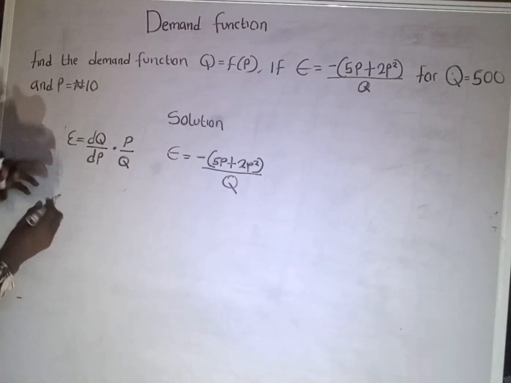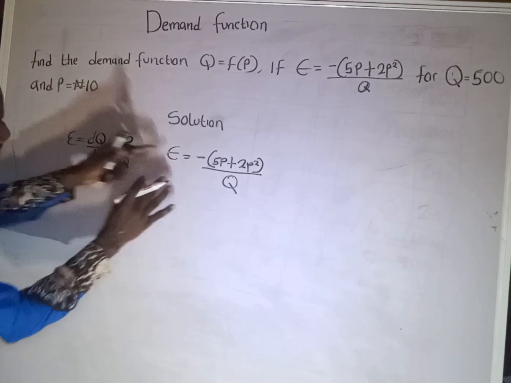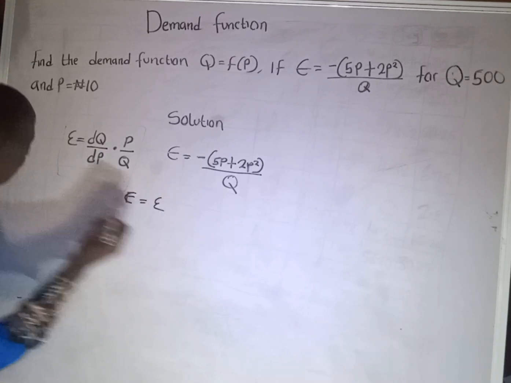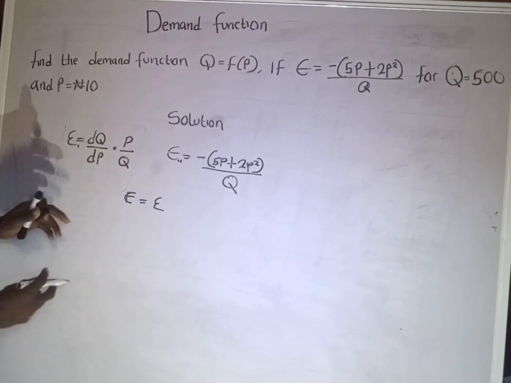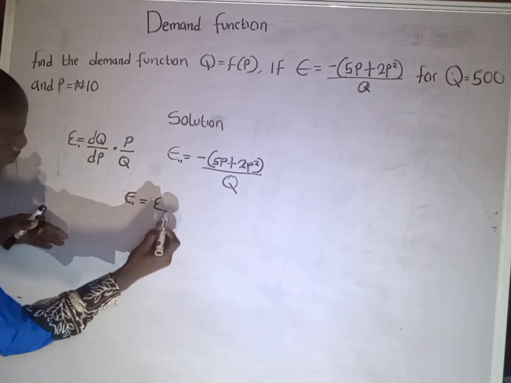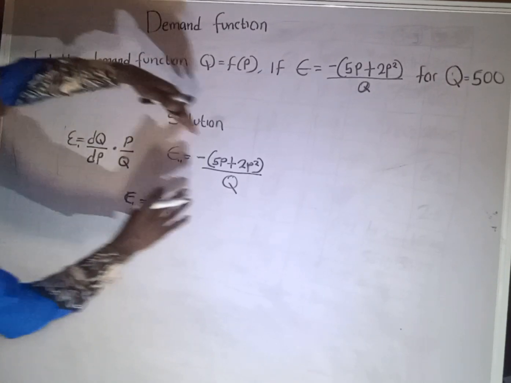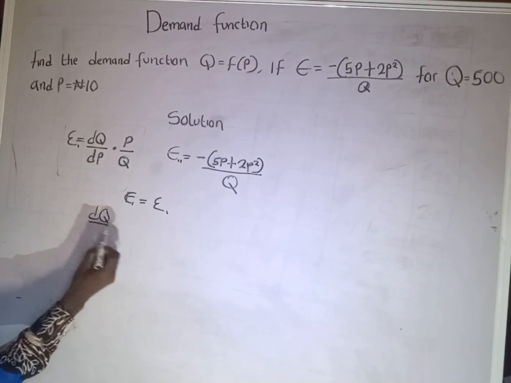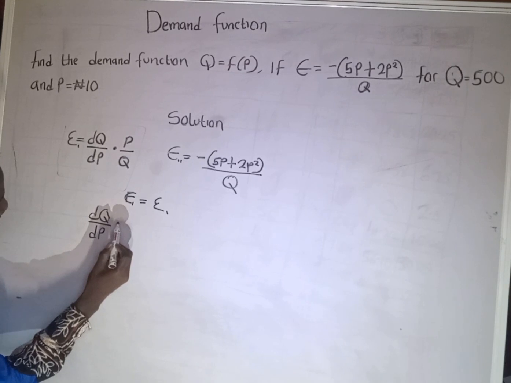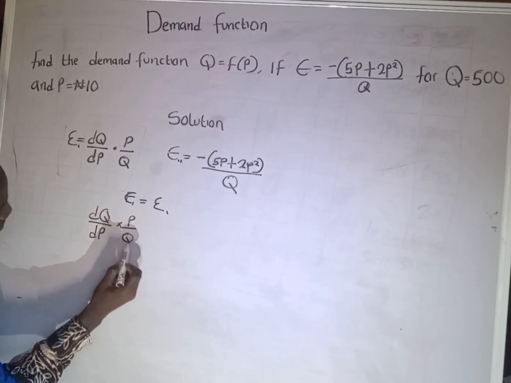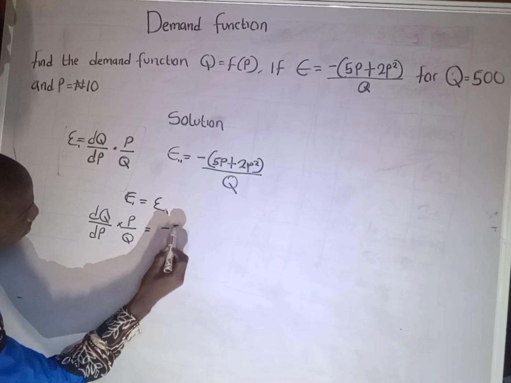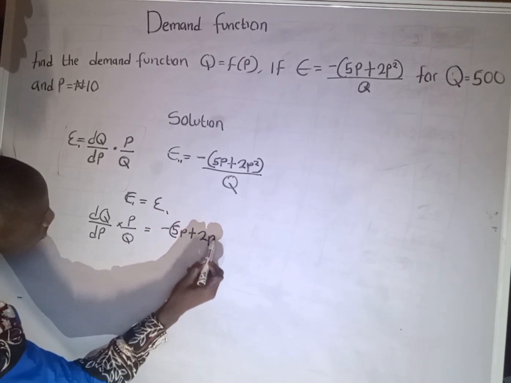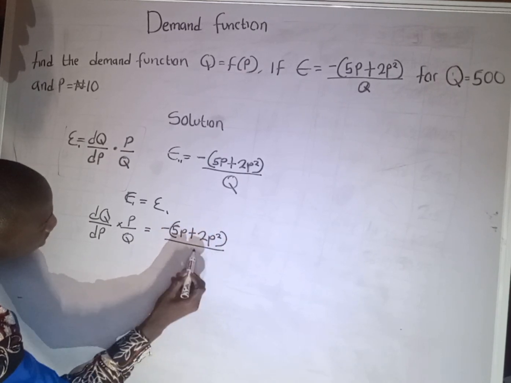Now, watch this. I can say that the elasticity here is equal to the elasticity here. Let me call this one E1 and this E2. Now, elasticity 1 is equal to elasticity 2. Therefore, I'm going to be taking this equation and equating it with this. So I'm going to be having dq over dp multiplied by p over q is equal to minus into bracket 5p plus 2p squared all over q.